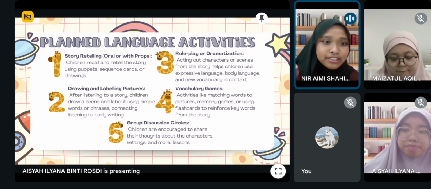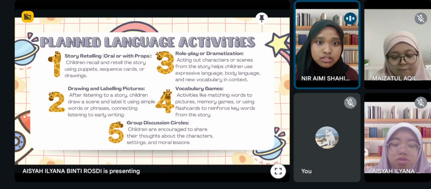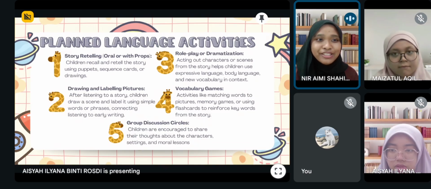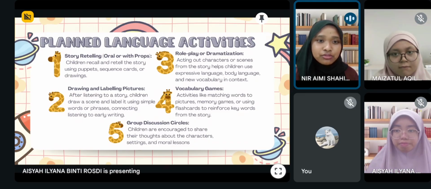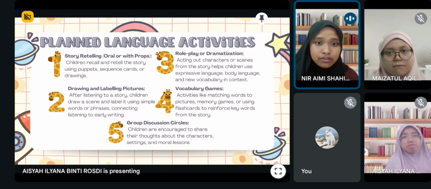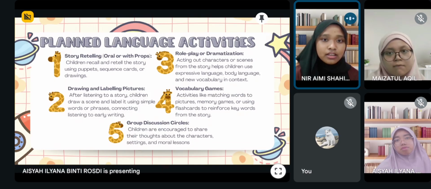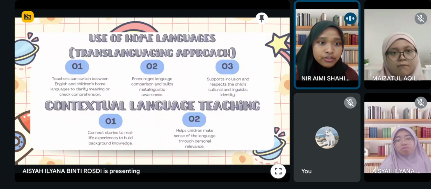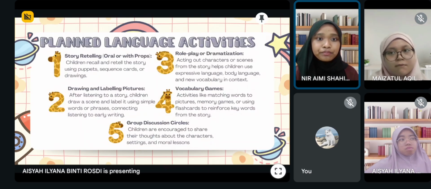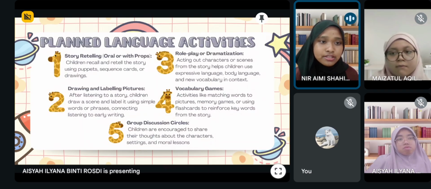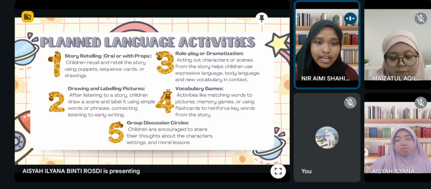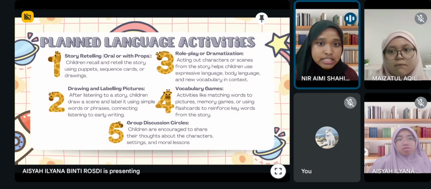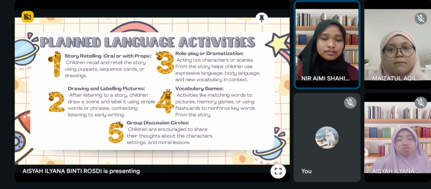Fourth, teachers can incorporate vocabulary games such as matching pictures to words, bingo, or memory games using words from the story. These games help reinforce word meaning in a fun and social way. Last but not least is group discussion, where children talk about what they liked, didn't like, or what they learned from the story, which is very powerful. This discussion gives children opportunities to use language for real communication, expressing opinions and asking questions. Next slide.